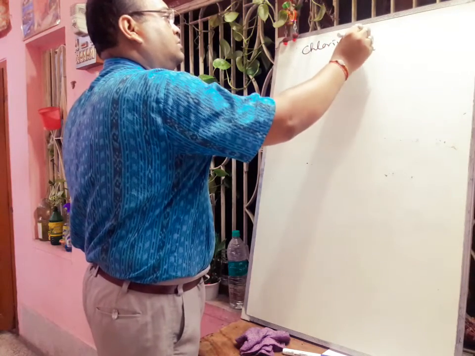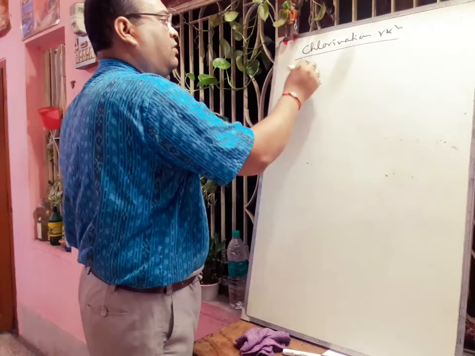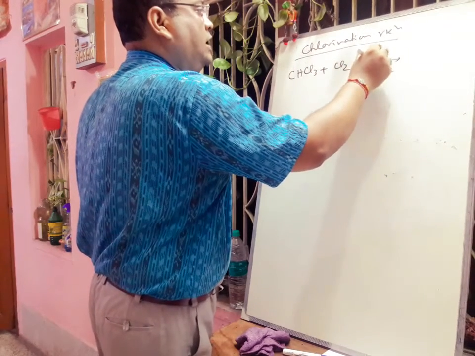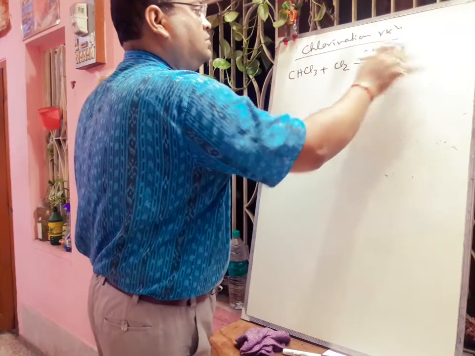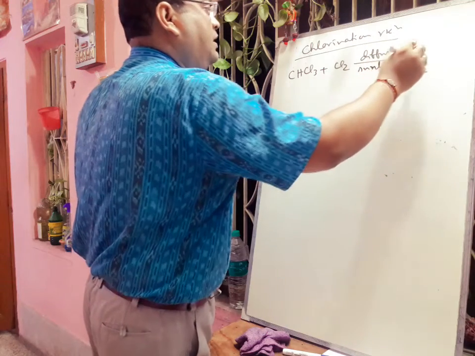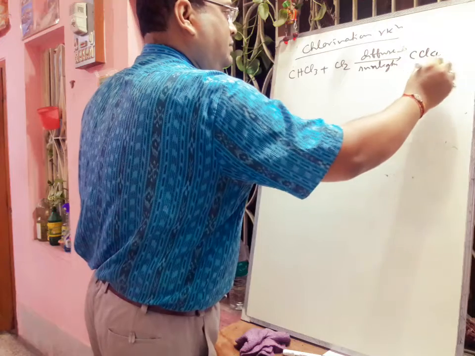Chlorination. If we take chloroform and give chlorine in the presence of diffuse sunlight, definitely there will be formation of carbon tetrachloride plus HCl.